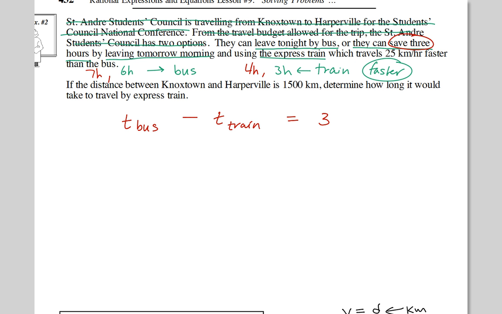Try to brainstorm. Okay, what's the formula for time? Done this lots now. So it's d over v for the bus minus d over v for the train. Okay, so it's got to be the same distance, right? They're both going the same place. So what's the total distance we're going? 1,500. Okay, put that in. And then all we have to think about now is the speeds.